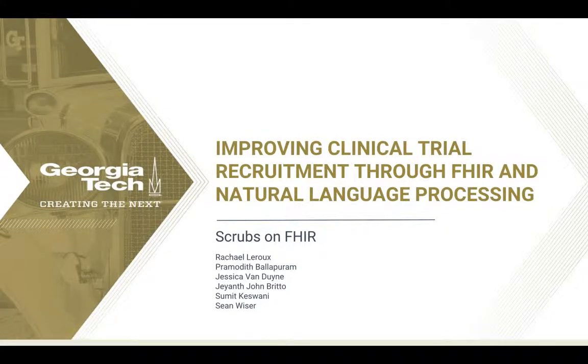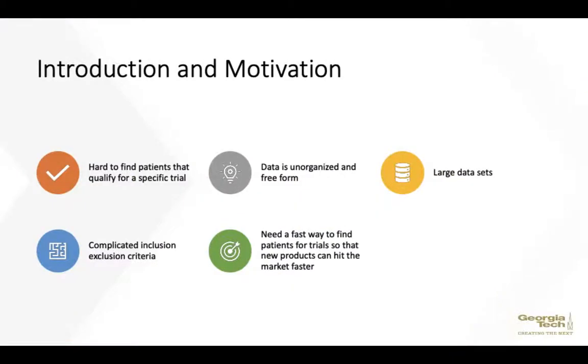We'll be talking about our project for the Scrubs on FHIR team, and our project is about improving clinical trial recruitment through FHIR and NLP. So the problem with our project is that there's a lot of patients that have a lot of data, and it's unorganized and in free form. And to match patients with certain studies, there's complicated inclusion and exclusion criteria. Couple that with a large data set, we need a way to have patients and trials match in a quick and easy way.